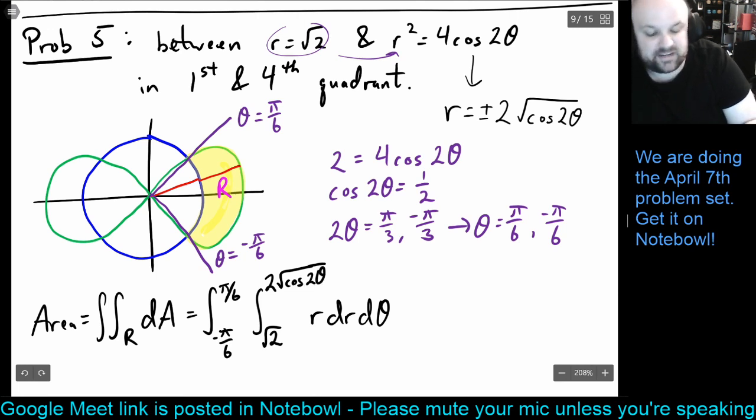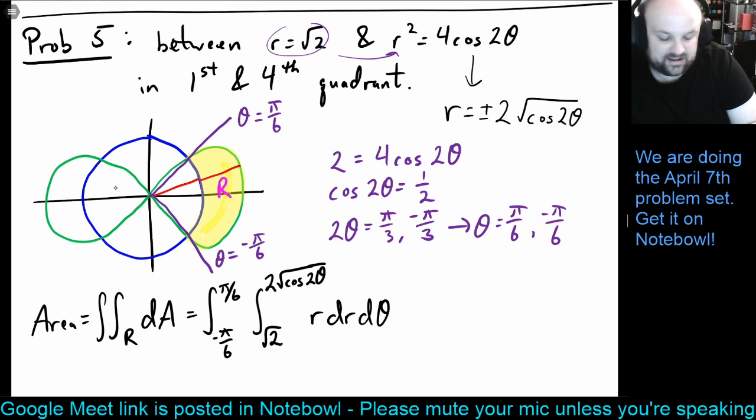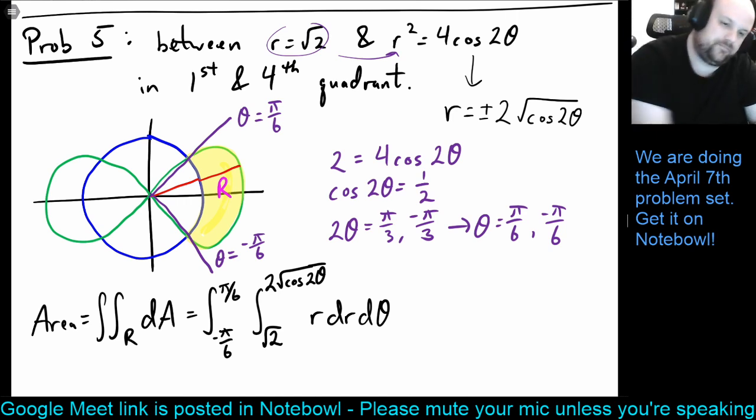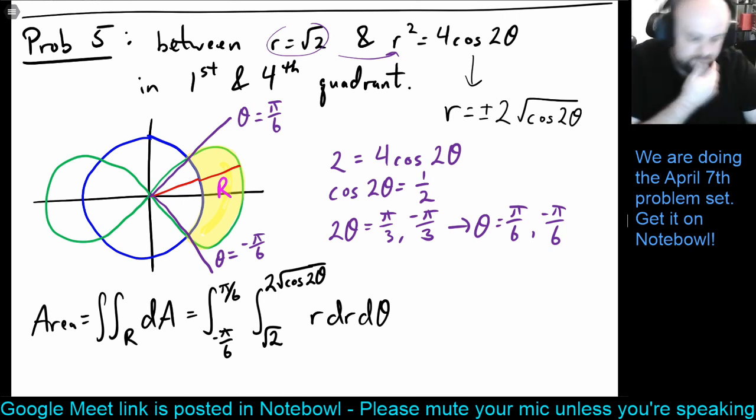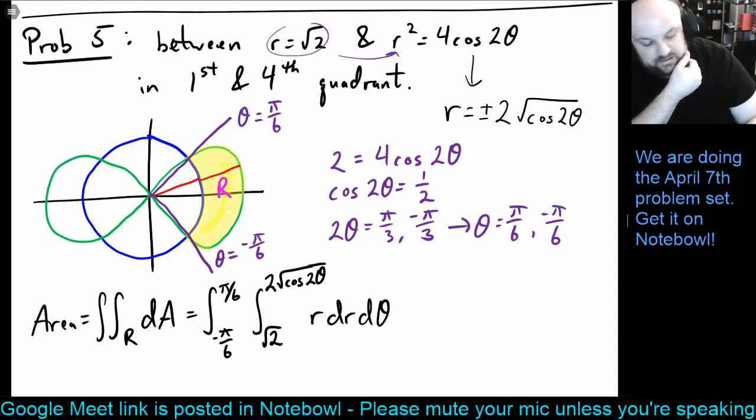Right, remember, negative r, like if I had, this here would be 4 pi over 6. No, 5 pi over 6 would be this intersection. If I used a negative r, that would put me down here somewhere. Anyway, so this is the integral.